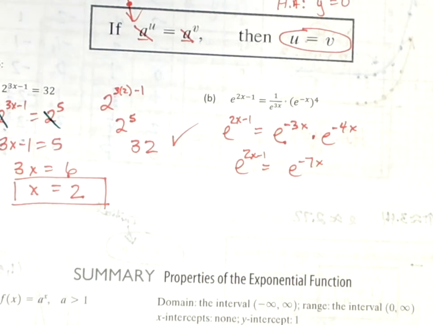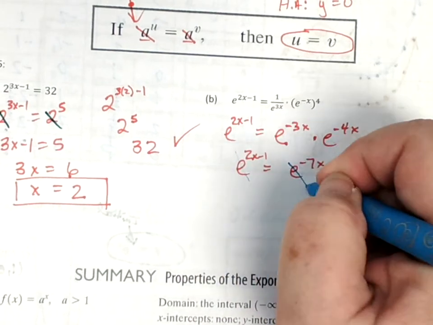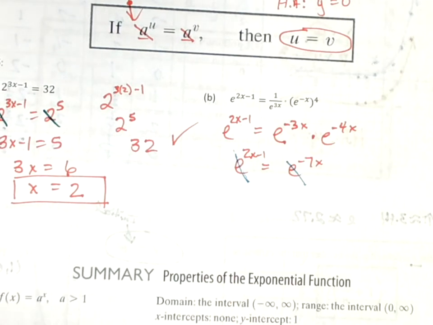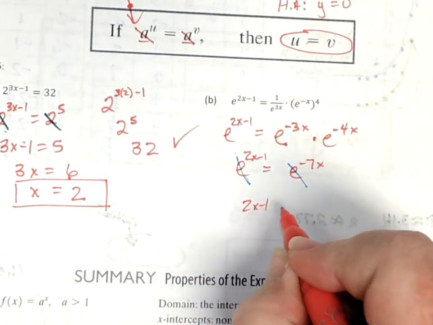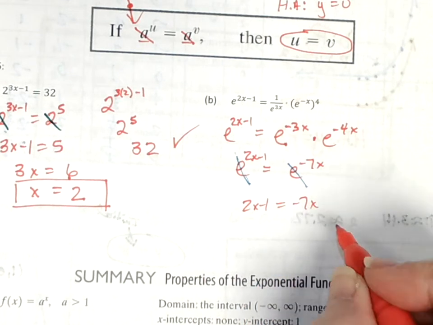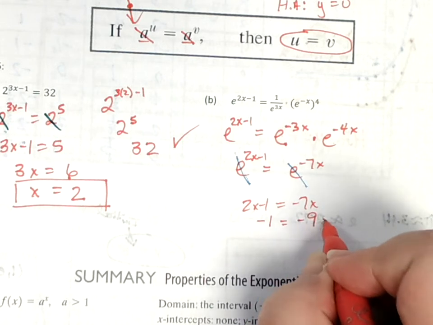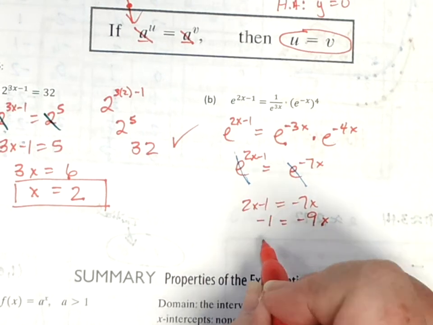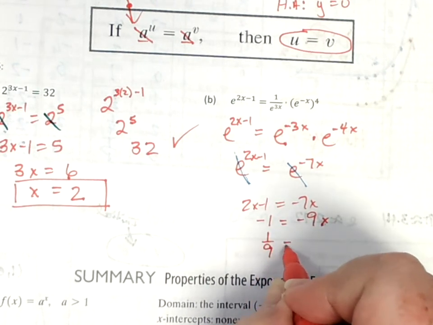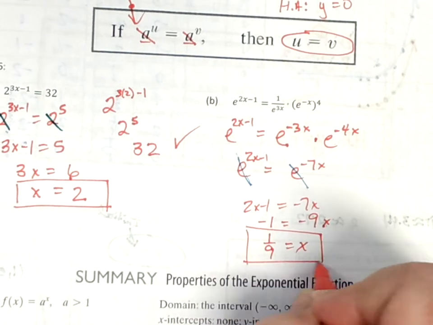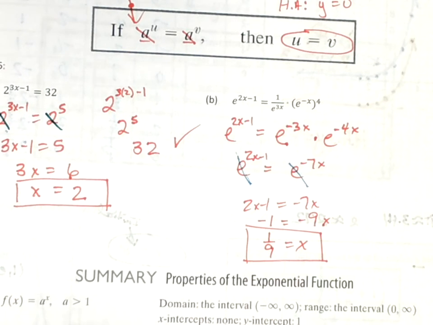We can come through our problem, mark out the e, and now simply solve 2x minus 1 equals negative 7x. Subtract 2x from both sides, negative 1 equals negative 9x. Divide by negative 9, 1/9 equals x. And I'll leave that up to you if you'd like to plug in and prove that that actually works.